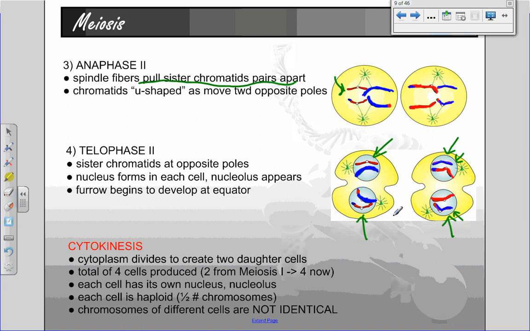So that's why, depending on what egg and sperm you get from your mom and dad, you might look similar to your siblings, or you might look very different. You might look similar to your parents, or you might look very different.